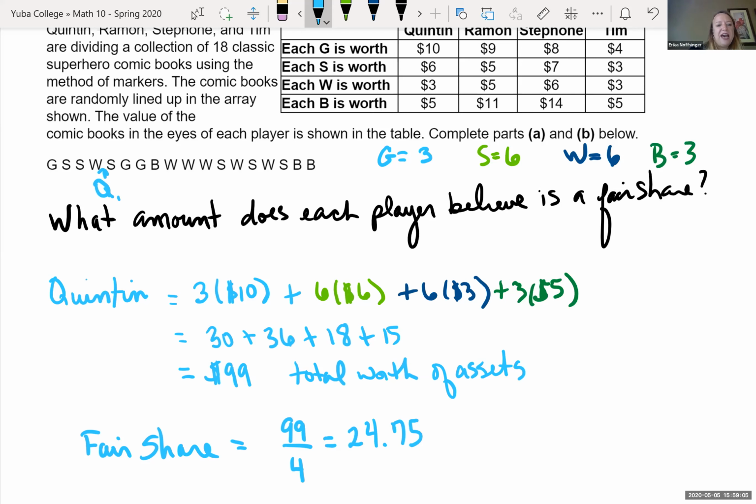So we're going to do that again. The next item in round 2 for Quentin would start with the comic book S, which is $6, plus the next one, which is G, which was $10, plus another $10. Right now, that gets me up to $26. And so he would put his next marker right here, Q sub 2.